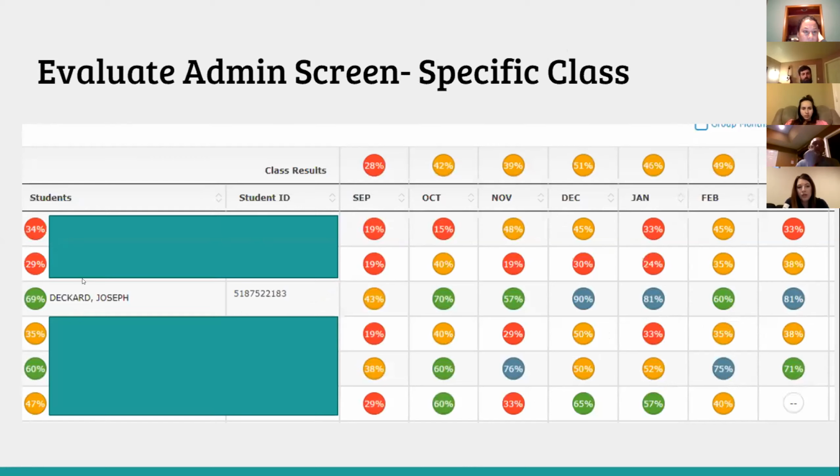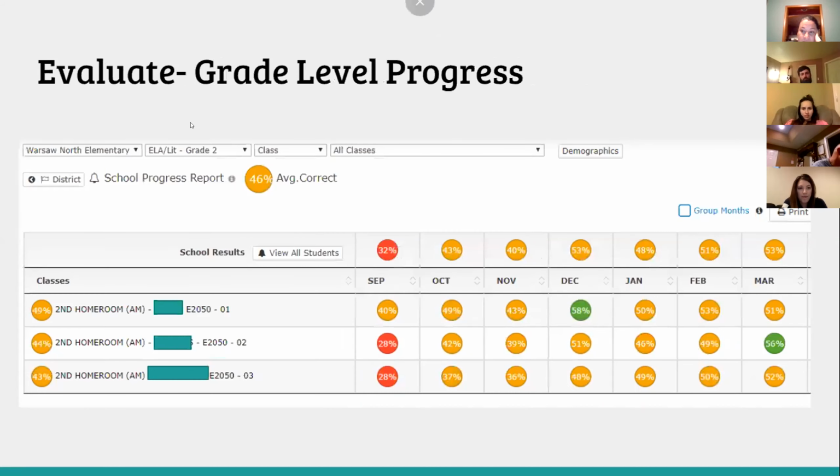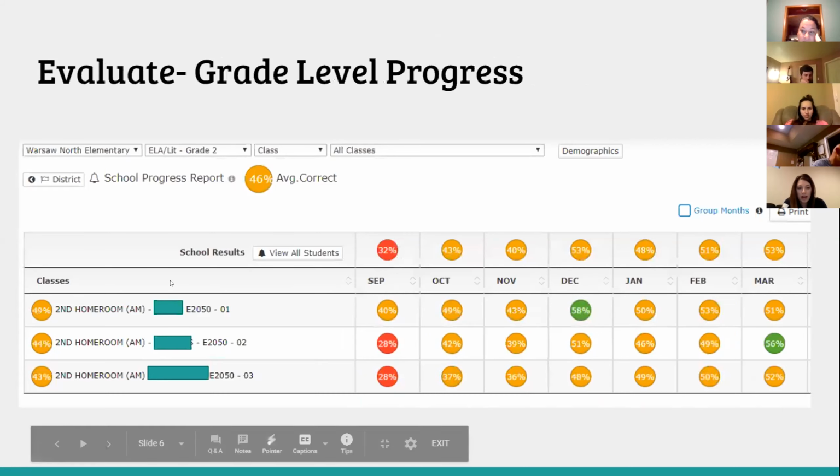This one shows you what the student screens look like. This is my son, so I can show that to you. But it will show their score for each month, moving across. And of course, we're looking for growth there. This shows you grade level wise. You can look at the percentage of concepts mastered in each month.